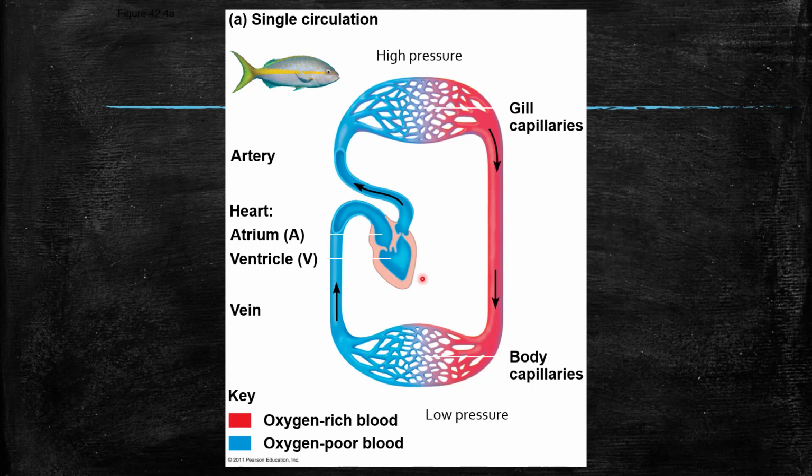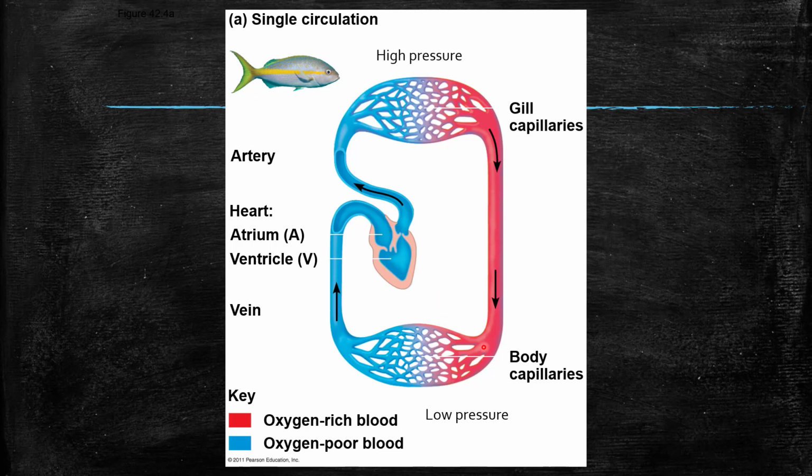So what happens? Well, blood comes into the atrium, then through this valve enters the ventricle. The heart contracts. Blood leaves the heart, flows up to the gill capillaries. So these are tiny little blood vessels that are all throughout the gills. This is where countercurrent exchange takes place. That oxygen poor blood picks up oxygen, releases carbon dioxide, and then it continues through the body to these capillaries, where body tissues pick up that oxygen. They take it in and they use it.